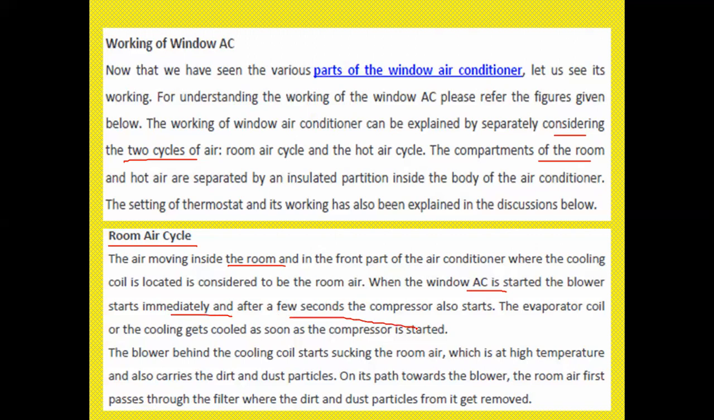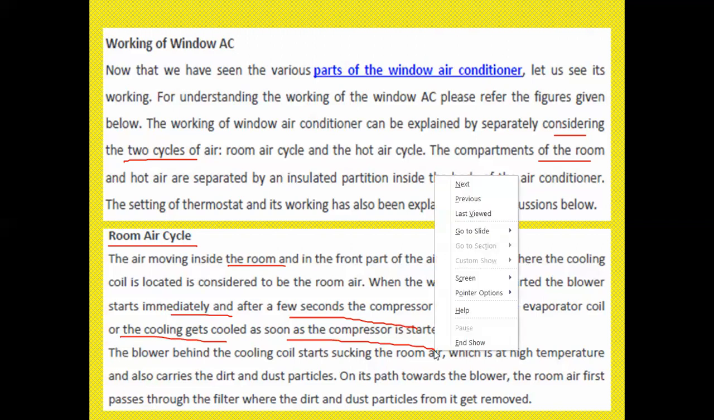So when you switch on the window air conditioner, first the blower starts to rotate, and when the blower comes to a saturation point, within a few seconds the compressor also starts. Then automatically the evaporator coil makes the air cool as soon as the compressor is started, and suddenly it gets cool.